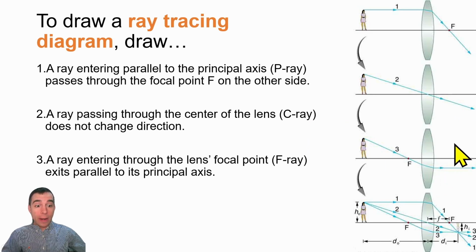The last light ray is the F ray. This one goes through the focal point on the near side of the lens and passes through the lens such that it exits parallel. And now when we have all 3 of these rays converging on the other side, we can see that the light coming from the top of this person's head will form an image on the other side of the lens such that the image is upside down, or inverted, and shrunken.